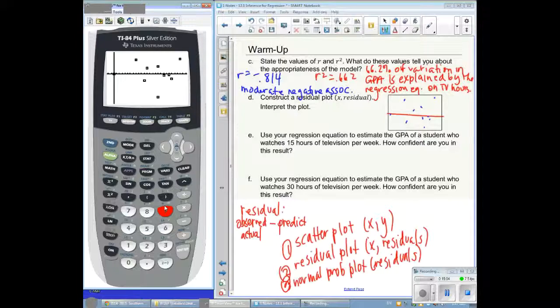So tell me about this graph. Is it okay? Is it a good representation? So something like this, where we know that there's an even scatter of points around the line, tells us that the linear model is appropriate. So the even scatter of points tells us a linear model is appropriate.